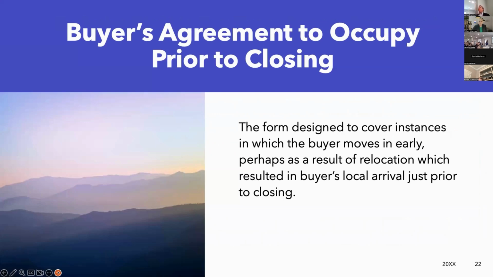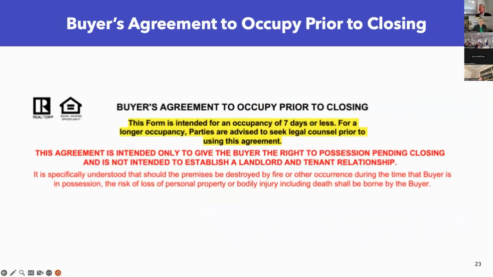So let's again move ahead because I want to make sure we hit some things. The agreement to occupy prior to closing, and as we advance here, again, this is the instance where the out-of-town buyer arrived on Wednesday, originally planning to close on Wednesday. They got bumped to Friday. What do we do now? Well, the seller's already gone. Sure, move in. We'll leave the key under the mat.